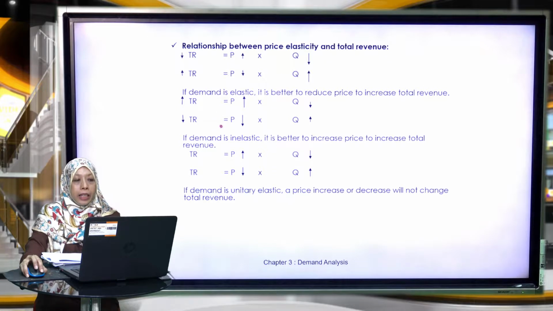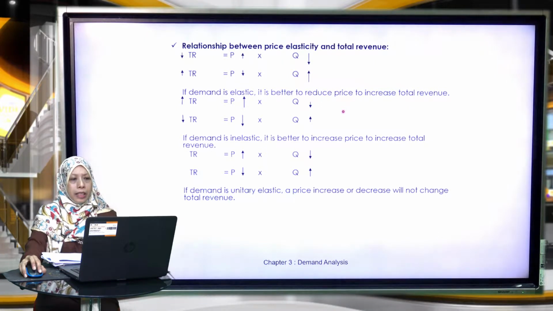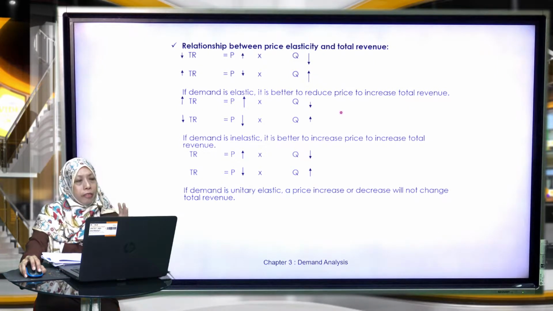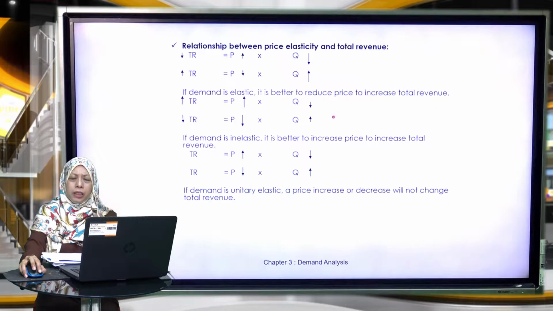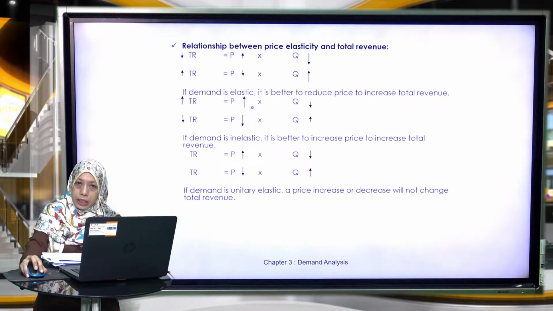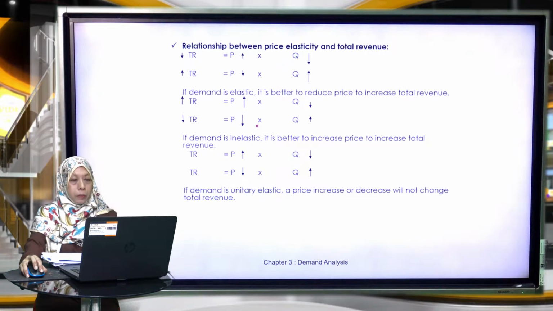Now let us proceed to the case of demand being inelastic. Let's assume that you have identified that your customers are not sensitive to price change. So what would be the best option in terms of pricing policy? Should you increase price or should you reduce price? Let's look at each case, one at a time.